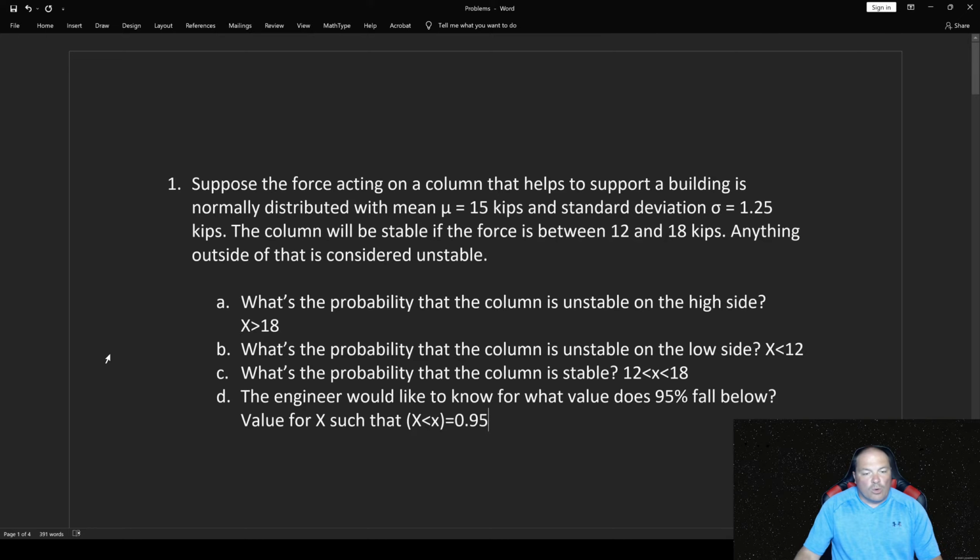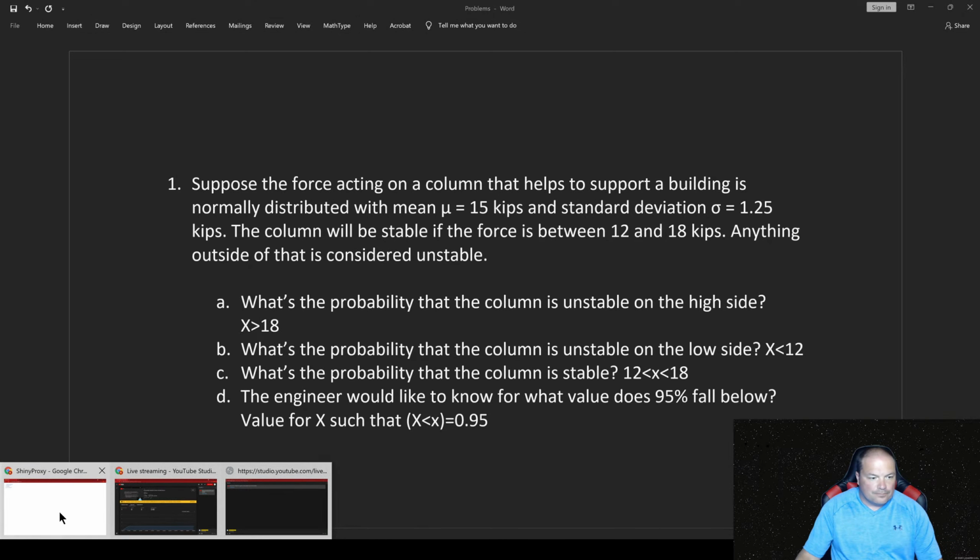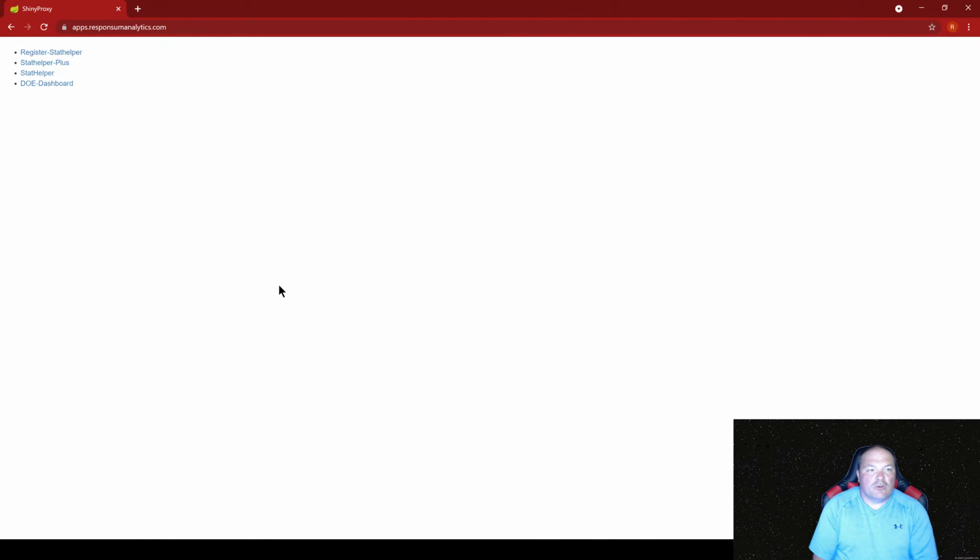Okay, so now we're going to go to the stat helper. Okay, so in order to get to the stat helper, you're going to want to go to apps.responsiveanalytics.com, and I will post that either in the chat or in the comments below, or both. So what I'm going to do is I'm going to go to Stat Helper Plus.